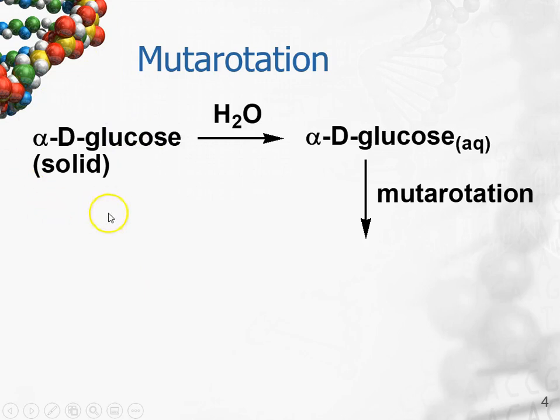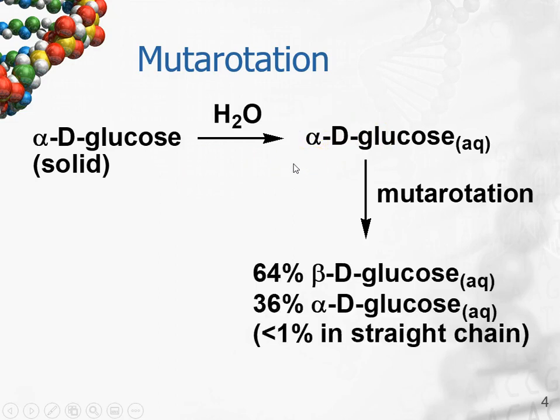So for example, if I started out with some solid alpha-D-glucose and dissolved it in water, then I'd have an aqueous solution of alpha-D-glucose. But if I wait a while, I will find that when the system reaches equilibrium, I've got 64% beta-D-glucose and 36% alpha-D-glucose, and less than 1% is in the straight chain form, although this is a dynamic equilibrium. So we can tell that there must be some increased stability for the beta-D-glucose. So let's look at that.